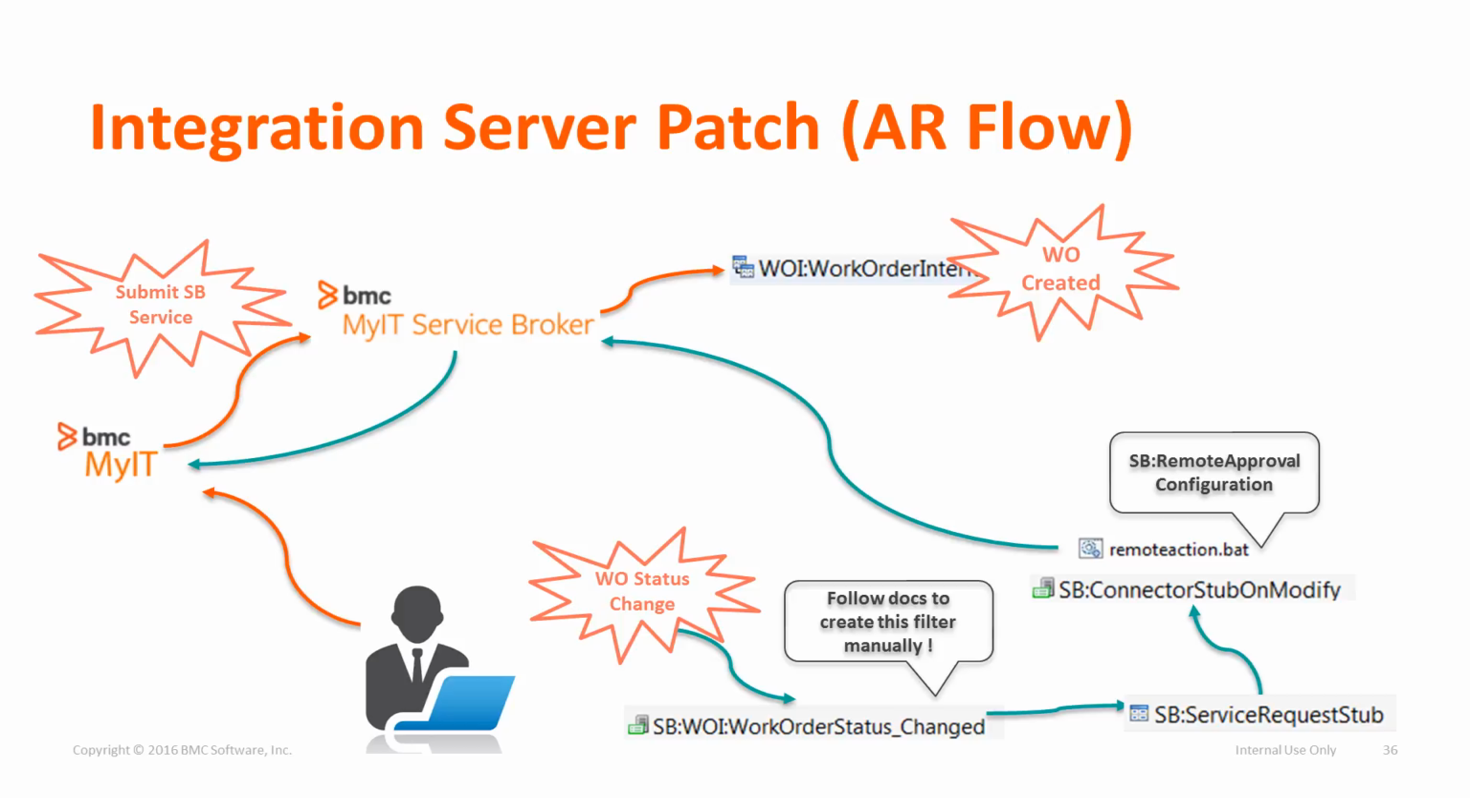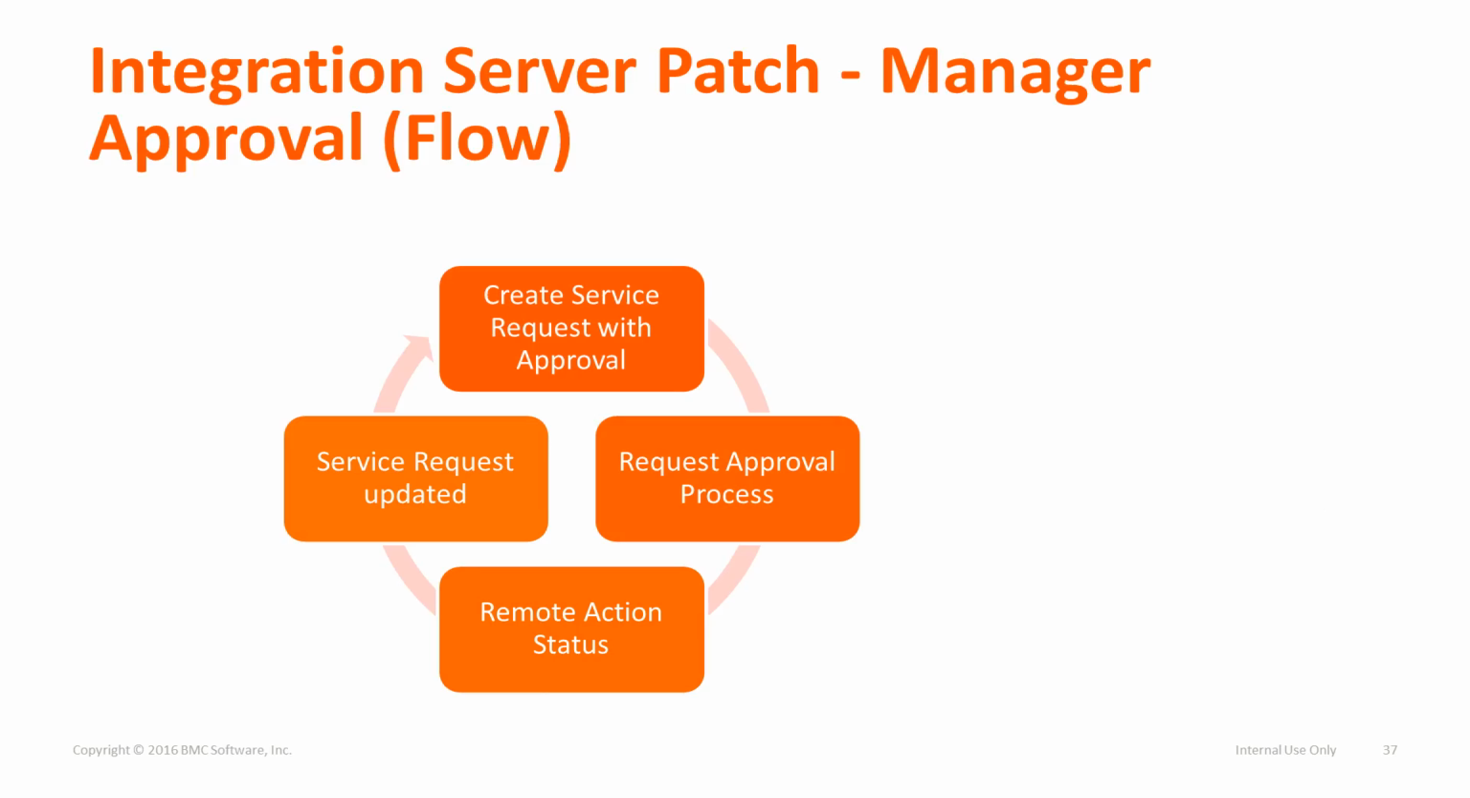Once you have that filter set up, all it's doing is looking for a work order status change, or it could be an instance, you could set up another one for that. When that status change happens, it pushes a value to the SB service request stub form. Once that value hits the request stub form, the connector stub on modify filter kicks in. It looks where it's supposed to go, and in this case it's the remote approval configuration form. So I need to route back to Service Broker, and again it uses that remote action.batch file to do that.